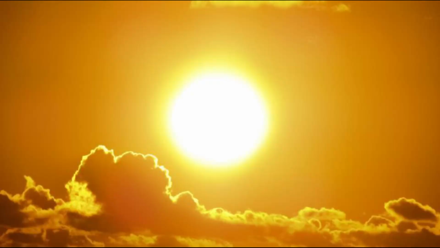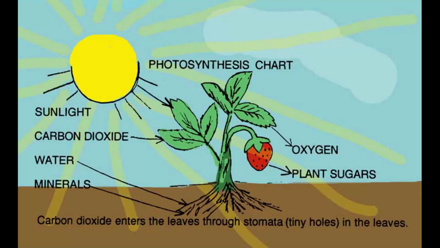The sun is the very beginning of the food chain. It is where all the energy originally comes from. The food chain is made up of 3 different types of living organisms. The first type of organism is producers.